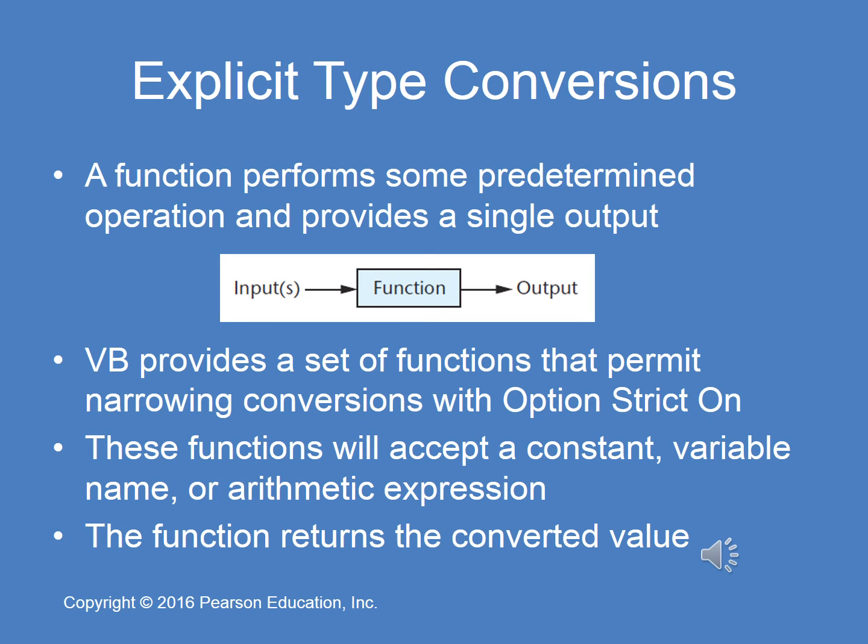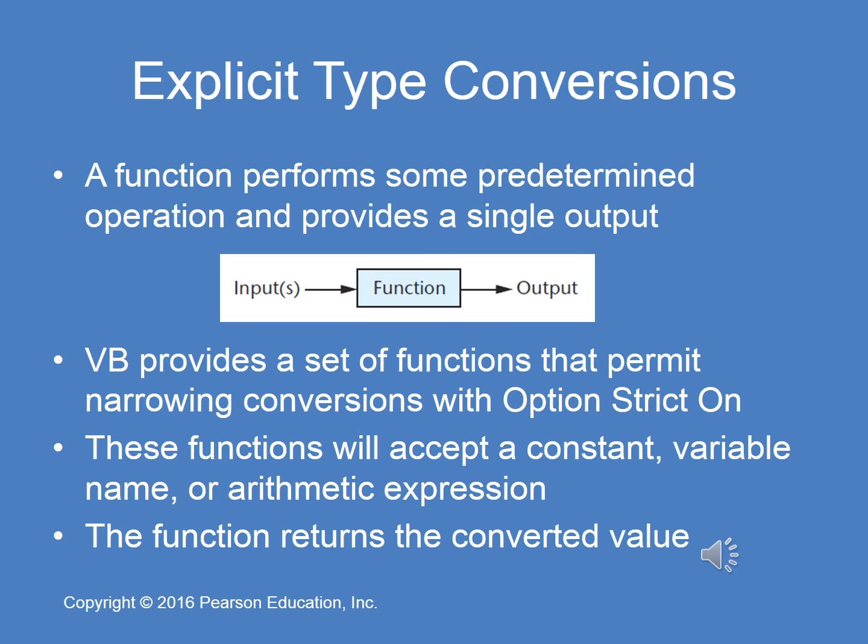Next topic is explicit type conversions. We use a function that performs some predetermined operation and provides a single output. Within Visual Basic, there are a set of functions that permit narrowing conversions with Option Strict on. These functions accept a constant, variable name, or arithmetic expression and return the converted value.